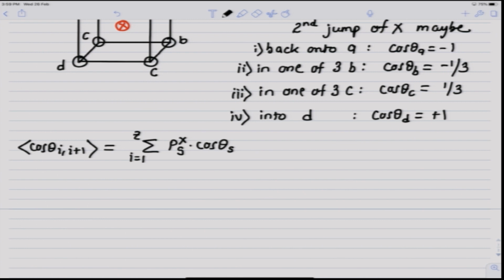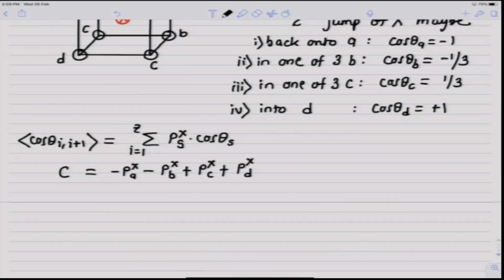So, we can expand this as, let us denote the average of cos theta I plus 1 as C. It can be written as, cos theta A is minus 1, so minus Px of A, minus, there are 3 B type of sites and cos theta for each is minus 1/3, so this would be minus Px of B, again 3 C type of sites, cos theta is 1/3, so plus Px of C, and there is only one D site for which cos theta is 1, plus Px of D. Now, we need to evaluate this Px A, Px B and so on.